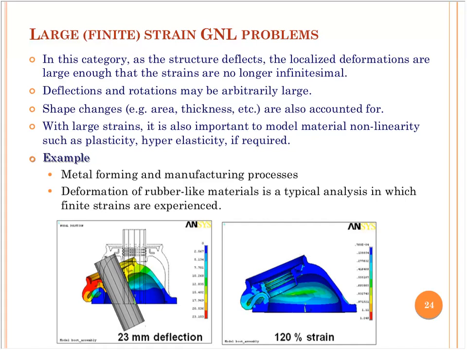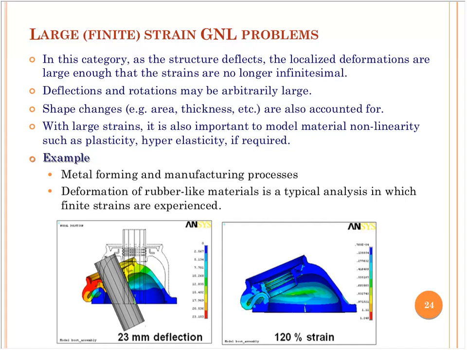When the structure undergoes a large strain, typically we get into a material nonlinearity as well. Either we go into plasticity, or if we take components like rubbers, we will get into hyperelasticity, and so on. Here is an example of a large deflection. This particular rubber boot deforms by 23 mm and it experiences 120% of the strain, which is really high.